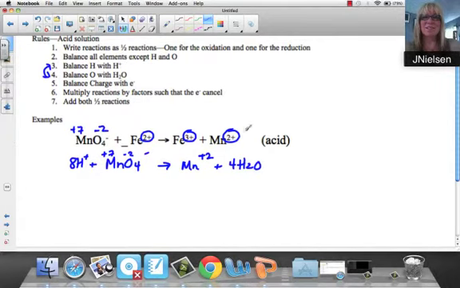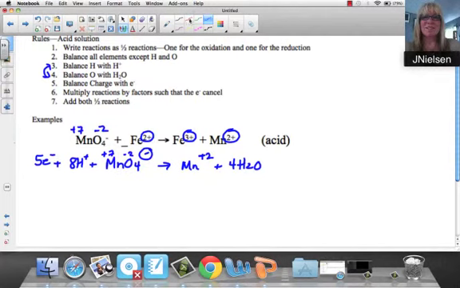Now we have to look at the charges. On this side I have a net +2 because this is a compound. Over here I've got a net -1 and a +8. That's going to give me a net +7. If I have a +7 on the left and a +5 on the right, I'm going to add 5 electrons to this side because they're negative. So that gives me a net of +2 on both sides.